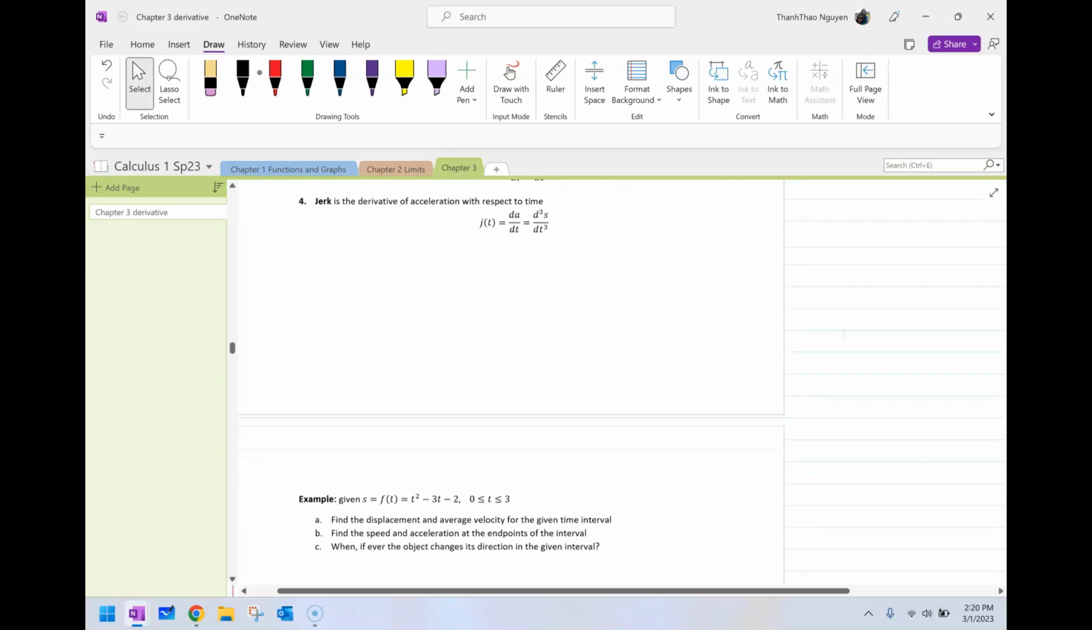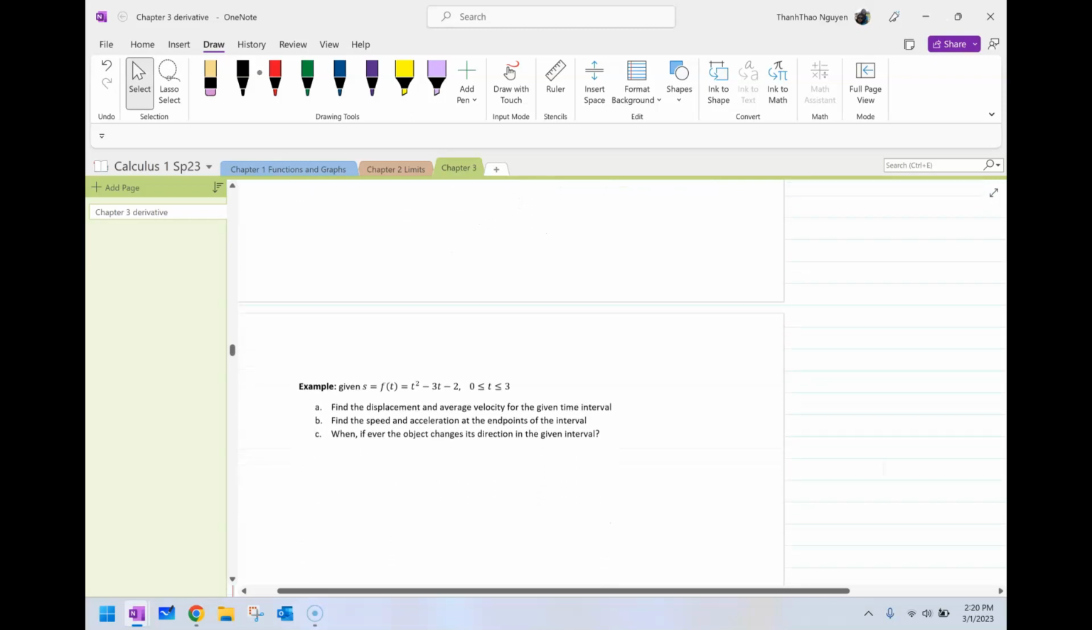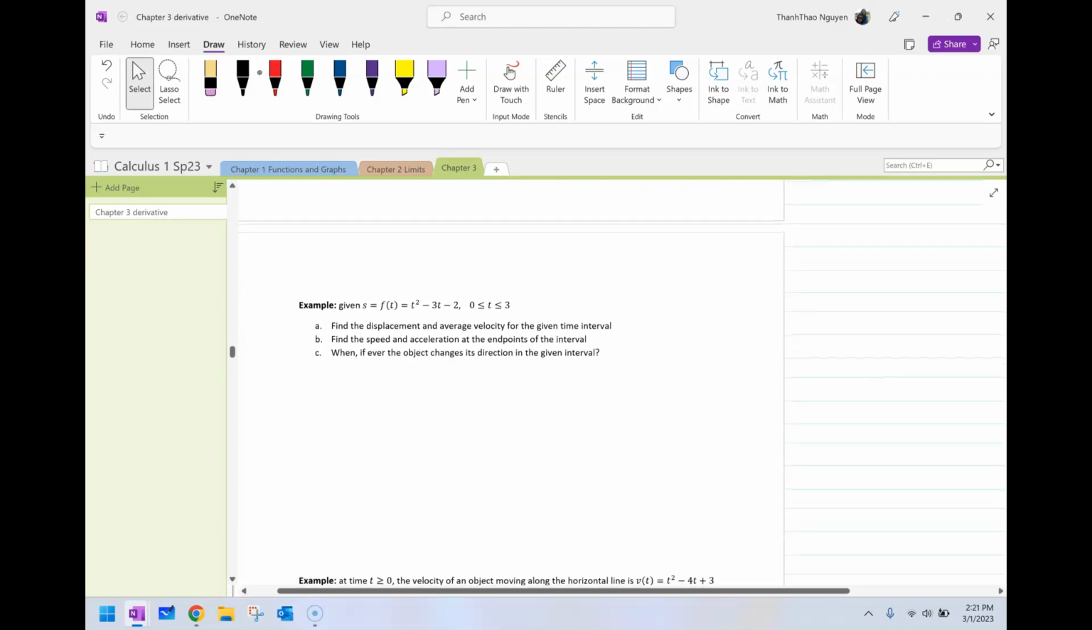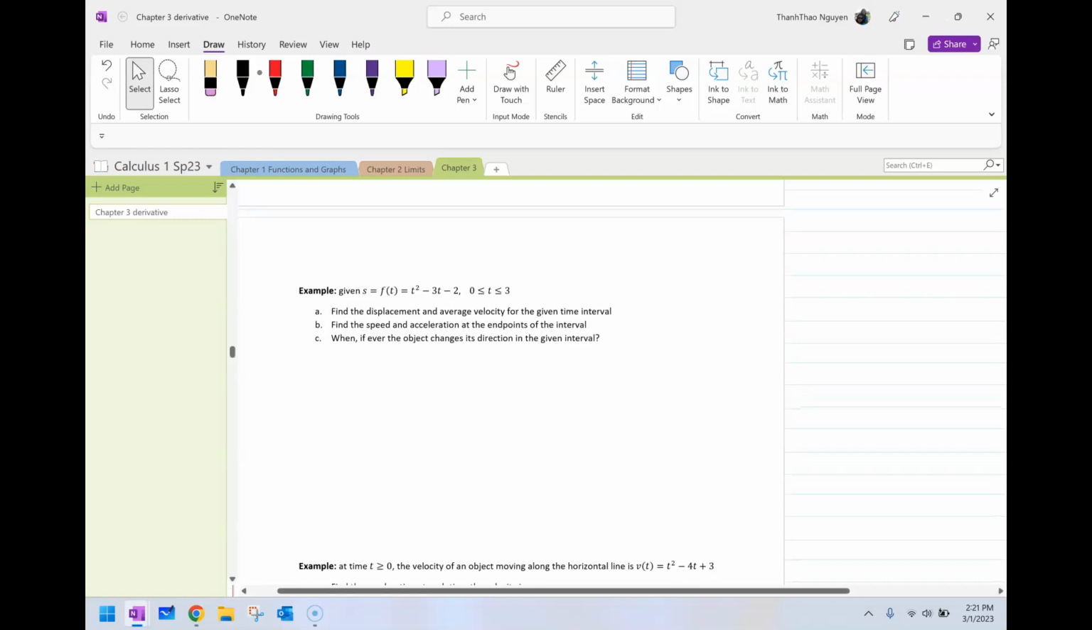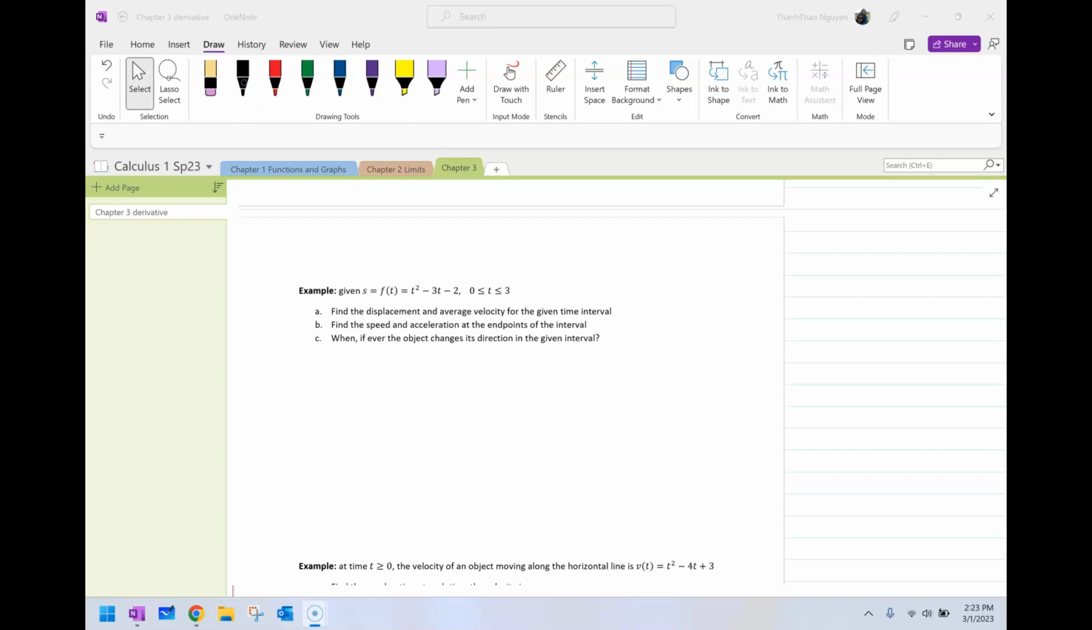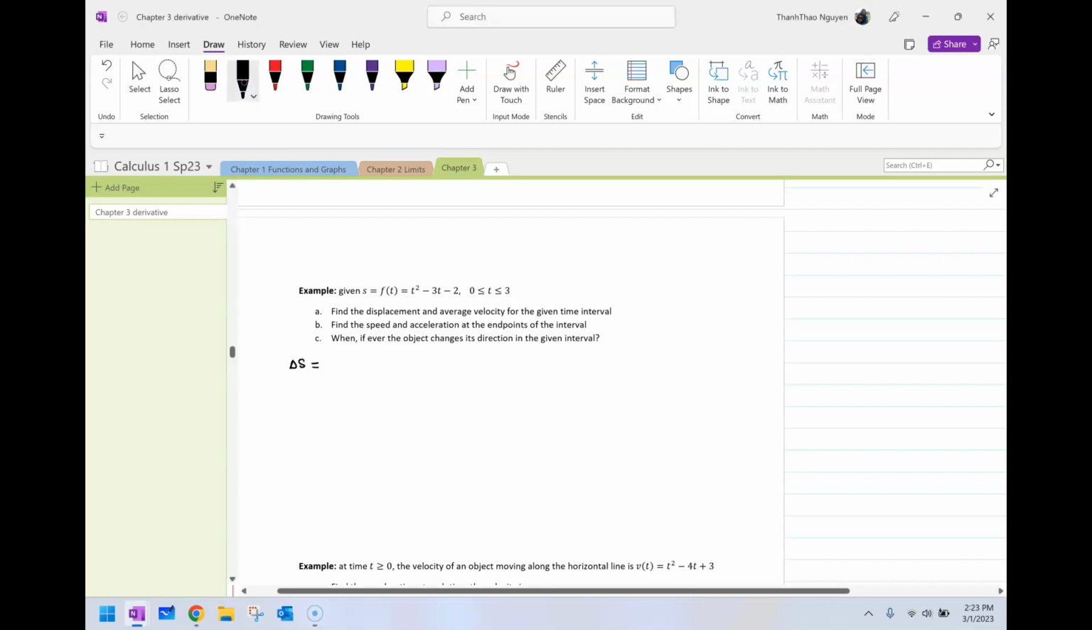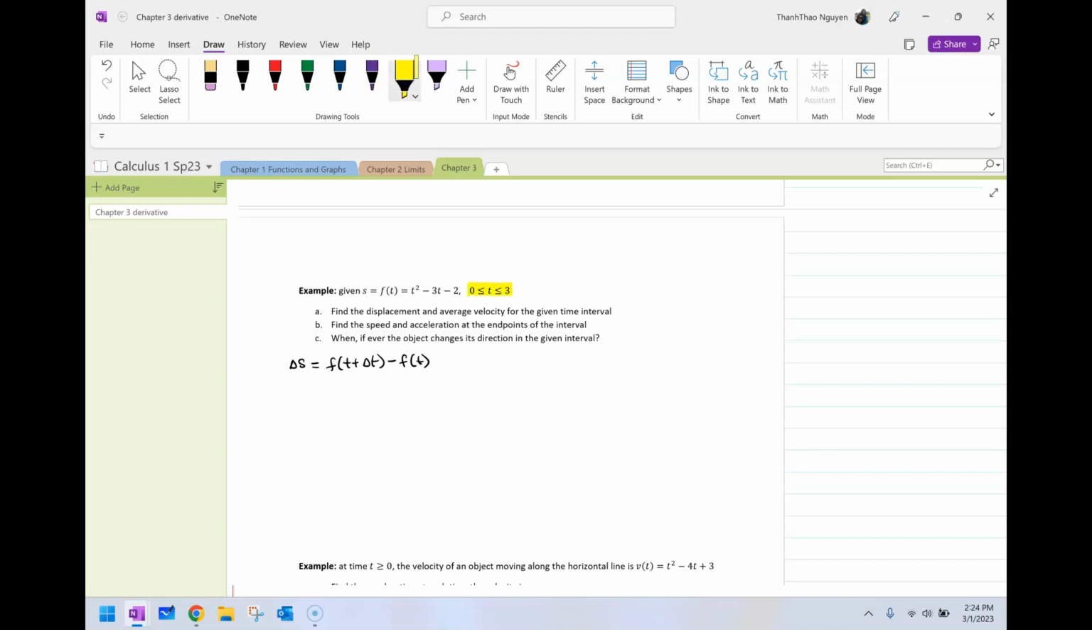Let's take a look at our first example. Given s equals f of t equals t squared minus 3t minus 2, for t in the interval from 0 to 3, find the displacement and average velocity for the given time interval. The displacement delta s is equal to f of t plus delta t minus f of t. Here we look at the interval from 0 to 3.